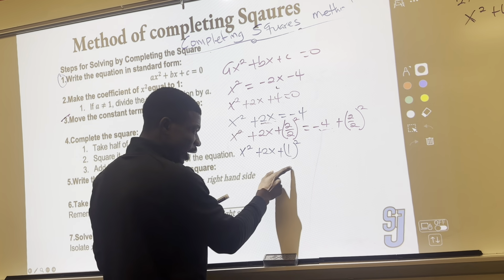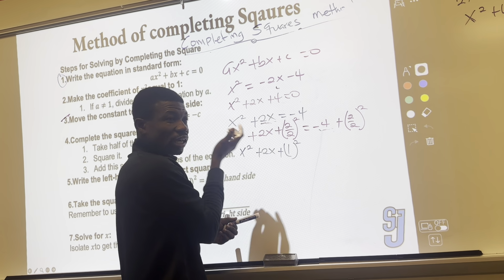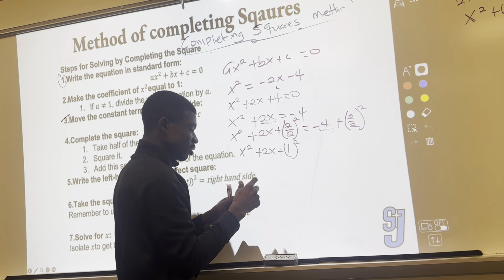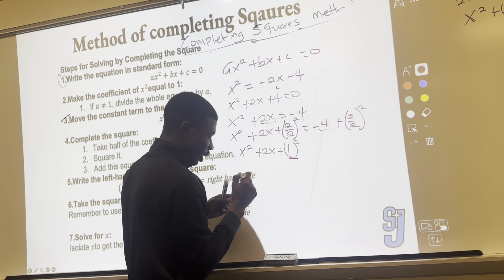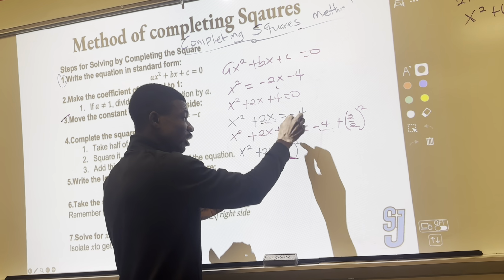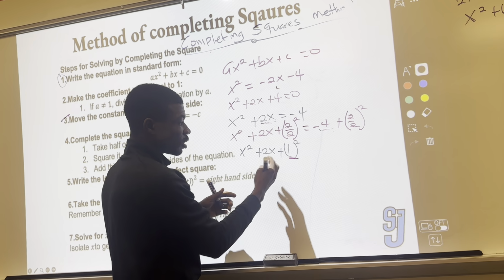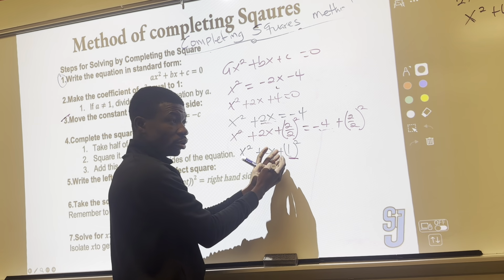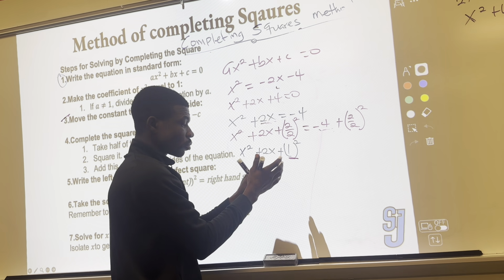Don't square this at this point. If you're solving by completing the square, please don't square this. Leave it as it is. Whatever number you have, leave it like this. Some people will get here and say, okay, 1 squared is equal to 1, so they just square it. No, leave it.